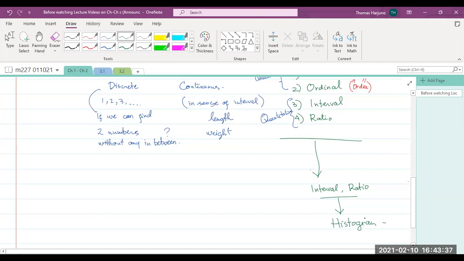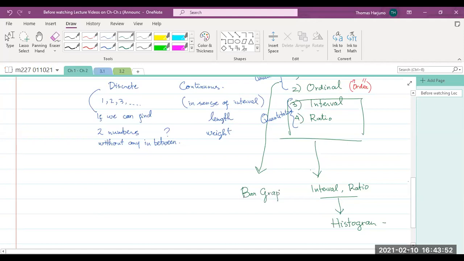Okay, you will see that in chapter 2. Now, if it is not interval or ratio, if it is nominal or ordinal, then you cannot do a histogram. The most you can do is actually a bar graph.